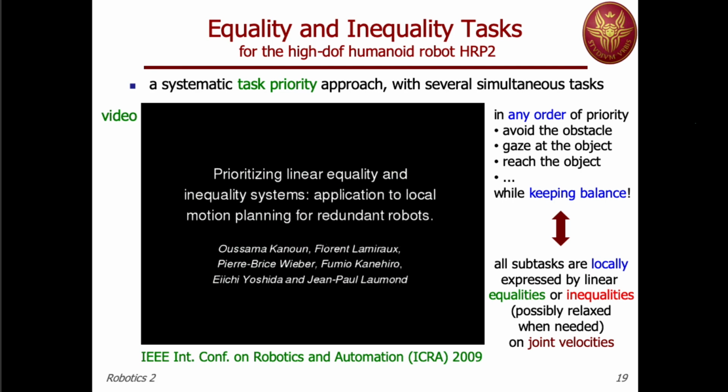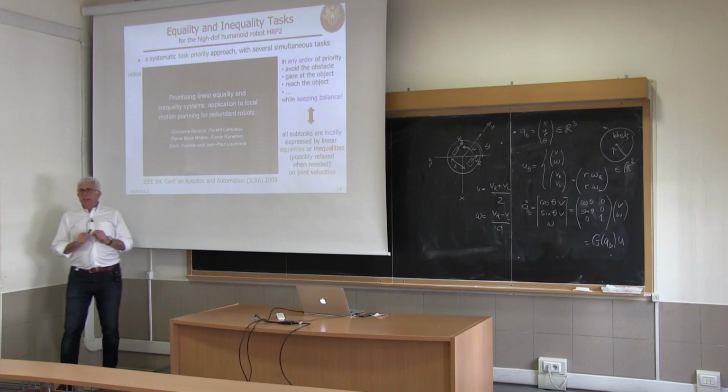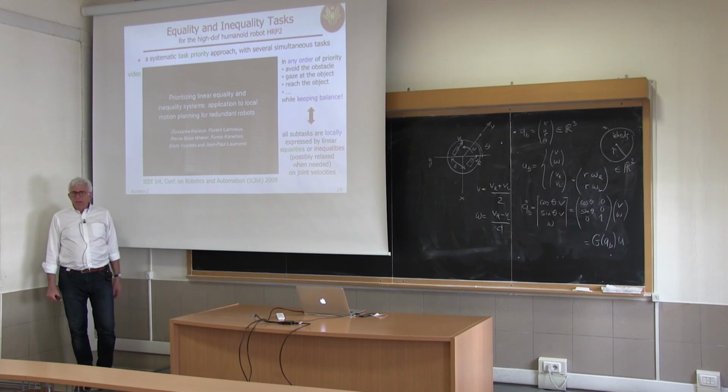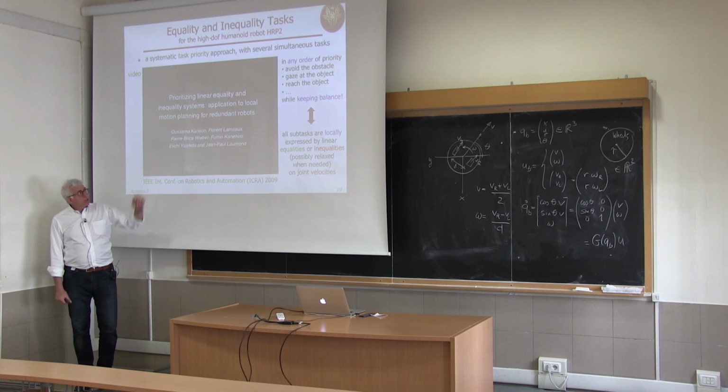For instance, you want to avoid the obstacle with the whole body. You want to gaze with the eyes of the humanoid to an object. You want to reach the object with one of the two hands of the manipulator, and so on and so on. One additional special constraint in case of humanoid, even if it's not moving his feet, and this is different from a fixed-base manipulator, which is anchored to the ground and will never fall, will never lose balance. In fact, the humanoid can lose balance.